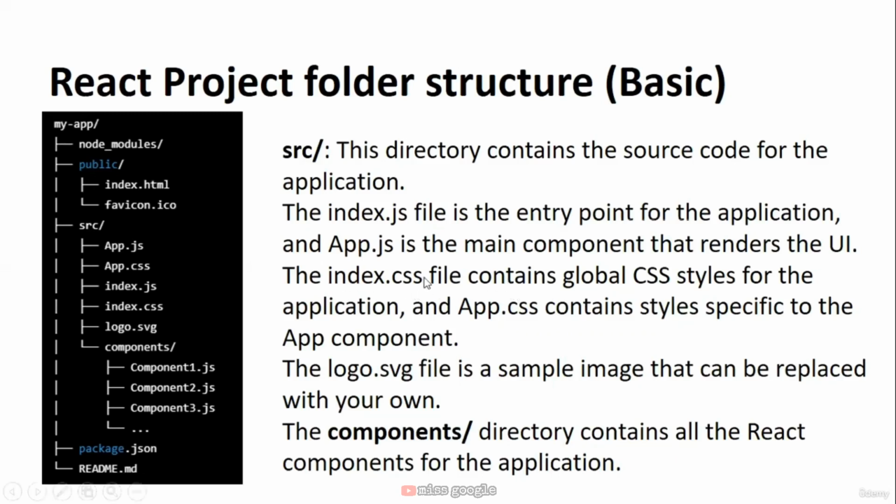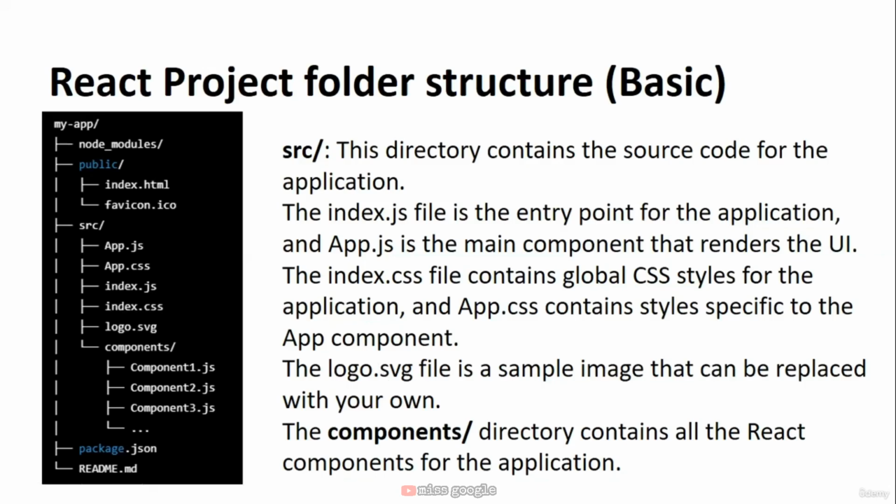Suppose you have another file, index.css. This file contains the global CSS. Okay. So whatever global CSS you want to apply in our project, we write it in this particular file. Apart from this, we also have app.css. This contains the specific app component CSS. Okay. And the next one, as you can see, is this logo. It's just an image file, right?